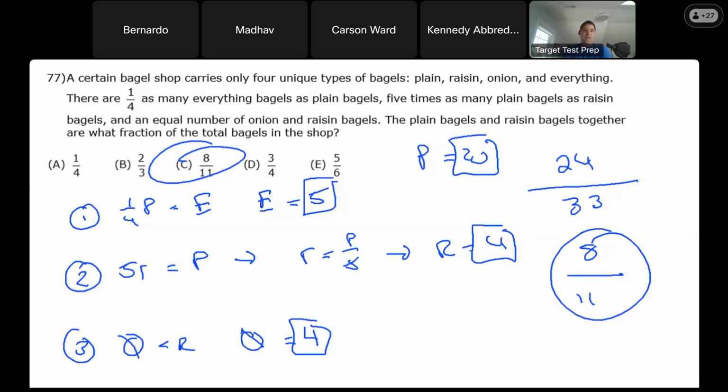I used P was 20 because I needed to find a number. I didn't have to use P as 20, but it was strategic in the sense that I needed to find a number that was divisible by 4 and a number that was divisible by 5. That was the deal. So 20 was the LCM, so it made sense. Any other questions?